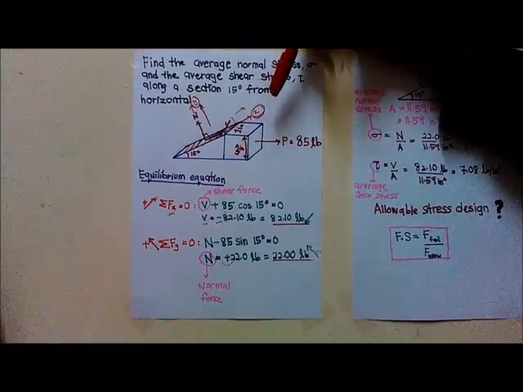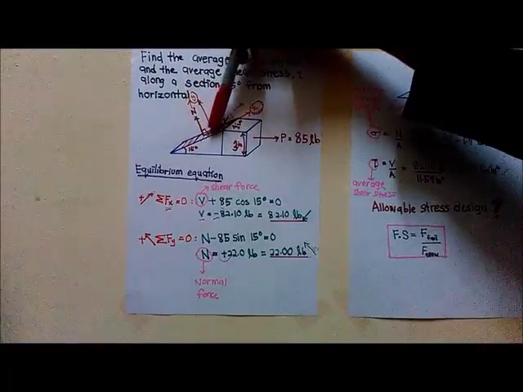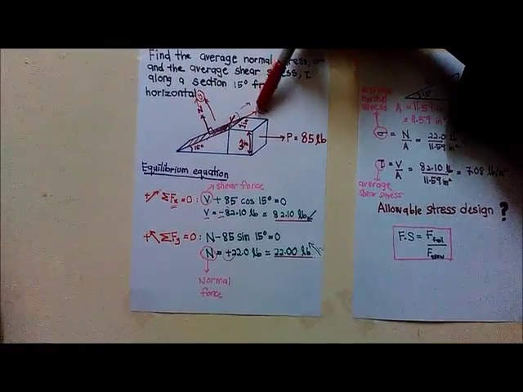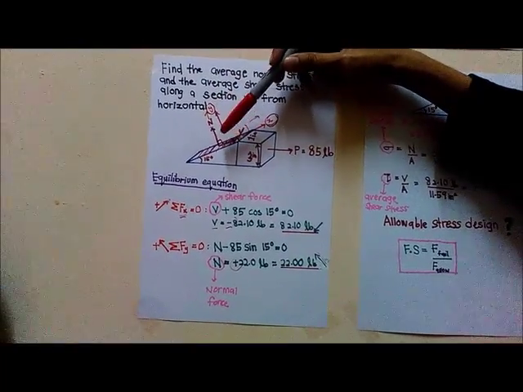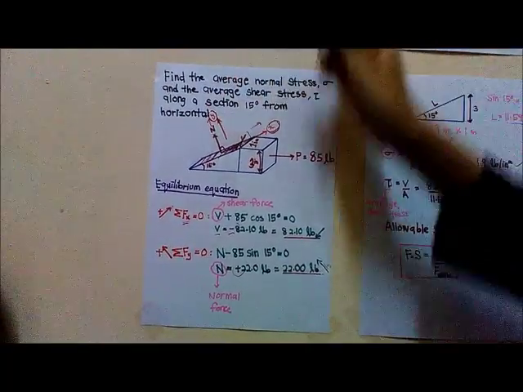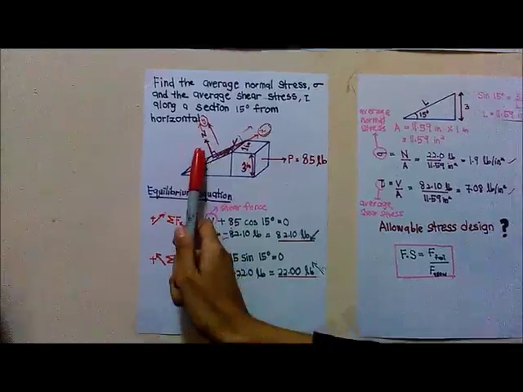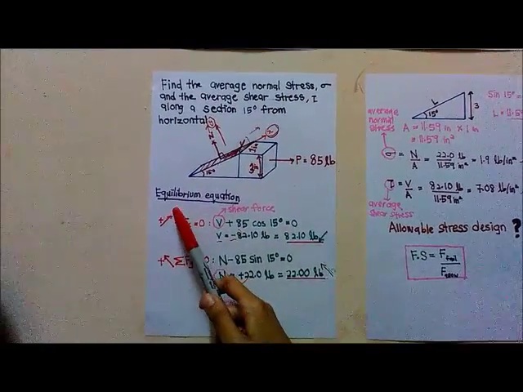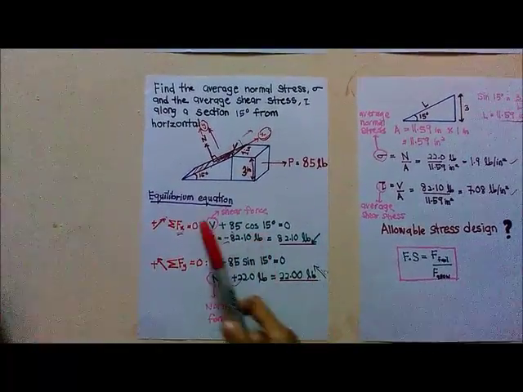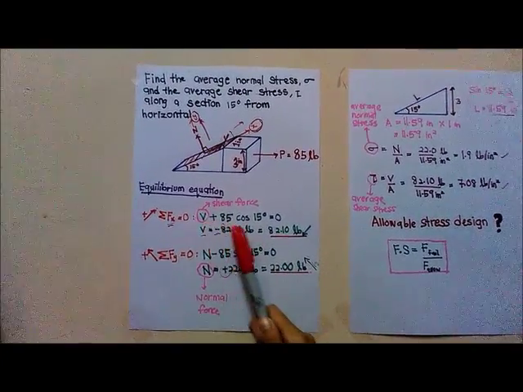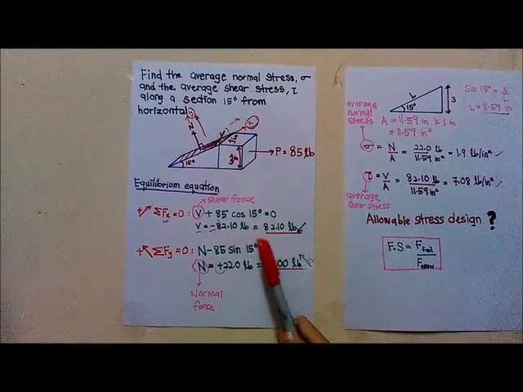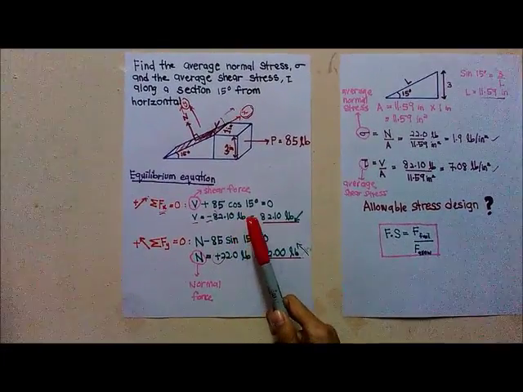So we need to set up the coordinate system. So we consider this one the x direction, and this one perpendicular to the surface, normal to the surface, y direction. For shear force, this one, and this one is the normal force. So let's see the equilibrium equation to find the shear force along the x direction. V plus 85 cos 15, then we get negative 82.1 pounds.